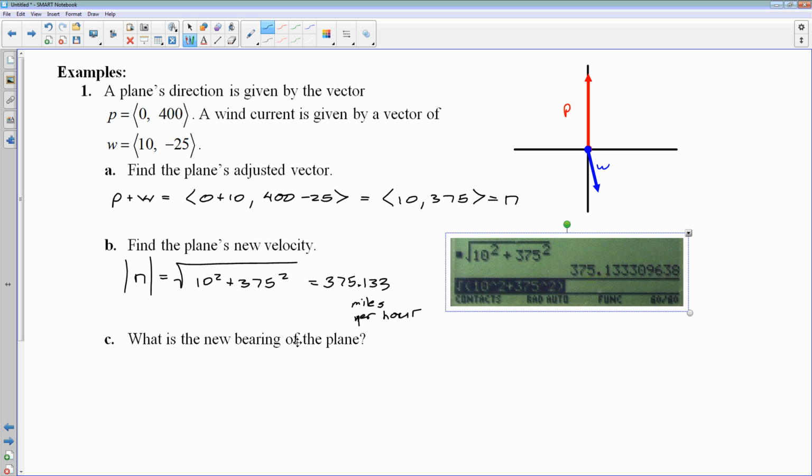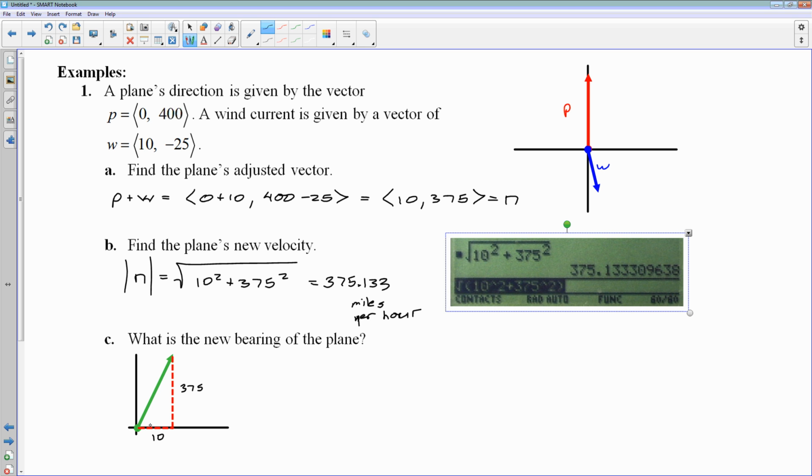What is the new bearing of the plane? Now, the bearing is a little bit trickier. To find my bearing, I know that my new vector for the plane is right 10 and up 375. So I'm going to sketch that real quick just because I'm very visual. I'm going to go right 10 and up 375. It's not even going to be a very good graph. My plane's new vector goes right some distance and then it goes up a whole lot. I'm going to create a right triangle, which we've done before. I went right 10 and up 375.